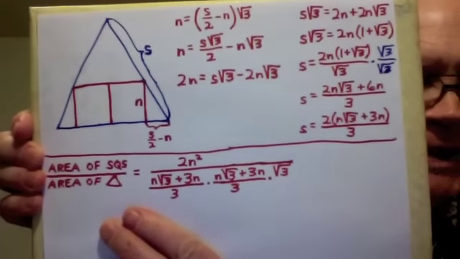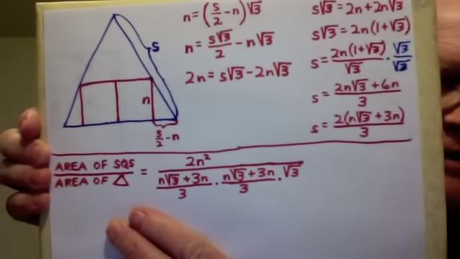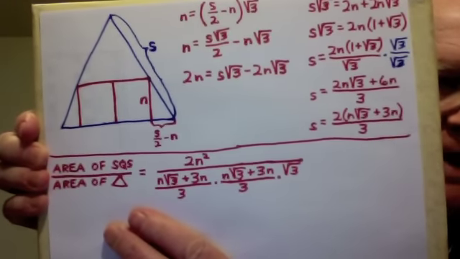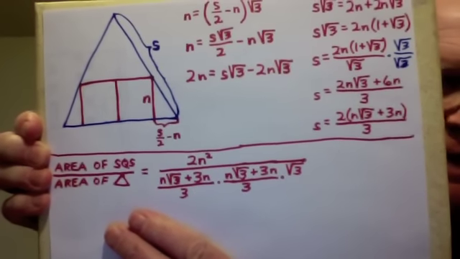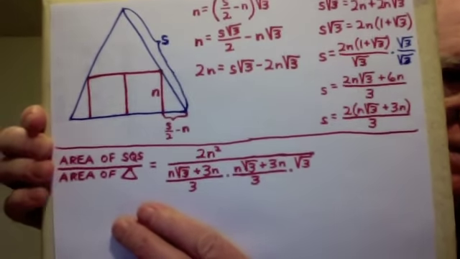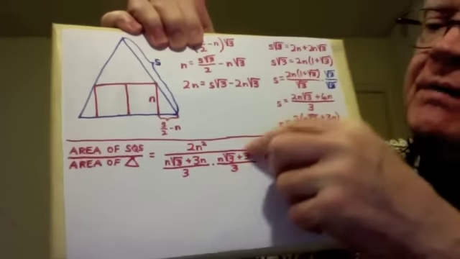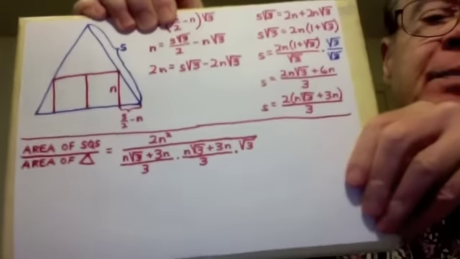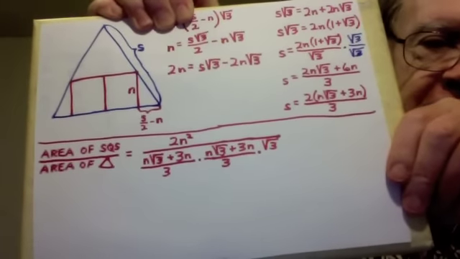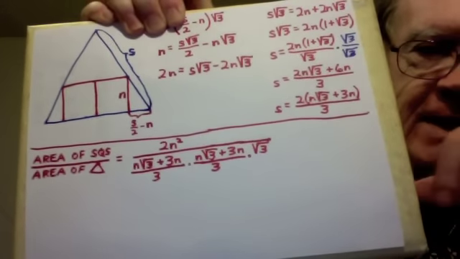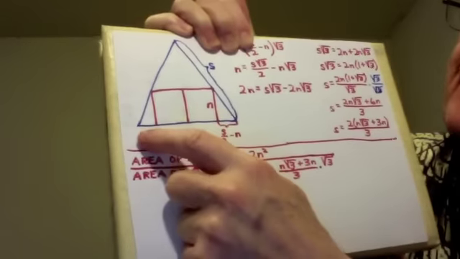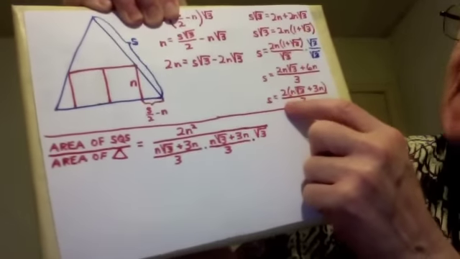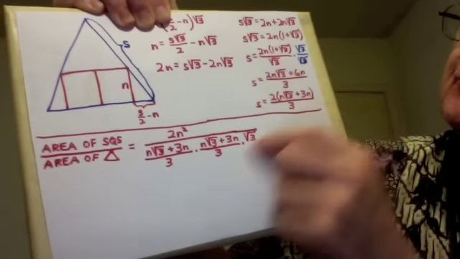Now for the second question, finding the ratio of the area of the squares to the area of the triangle. Well, the area of a square is one side squared. We have two squares, so the area of the squares is 2N squared. The area of a triangle is 1/2 its base times its height. Well, 1/2 the base of this triangle is half of this, which is this without the 2.